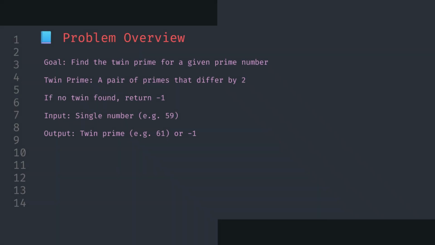A twin prime is a number that has a prime neighbor exactly 2 away. For example, 59 and 61 are both primes and form a twin pair. Our job is to return that twin, or -1 if the number or its twin isn't a prime. Next, let's write the code that checks all of this.